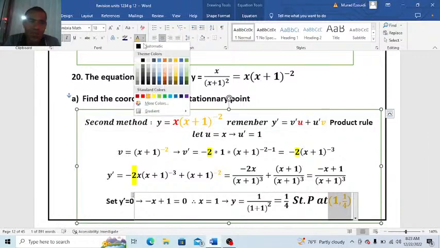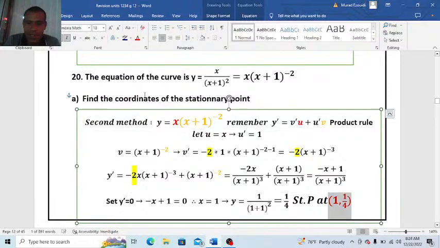I will change the color, so at least you can see it. So here we used, let's say, the product rule to figure out the x and y coordinates of the stationary point.